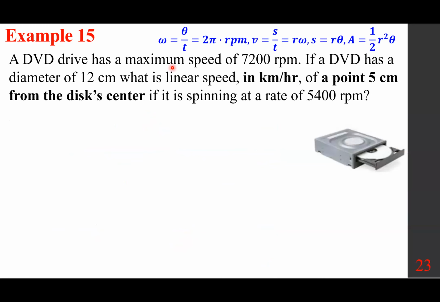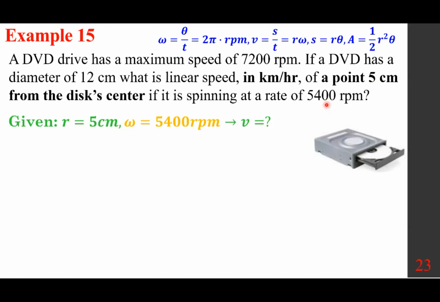A DVD drive has a maximum speed of 7,200 RPM. If a DVD has a diameter of 12 centimeters, what is the linear speed in kilometers per hour of a point 5 centimeters from the disk center if it is spinning at a rate of 5,400 RPM? Well, first of all, we are concerned with this point, so the R at a point of 5 centimeters matters. 7,200 is the maximum, but we want 5,400. This is the omega, this is the R, and V is missing. Don't mix them up with what is given.